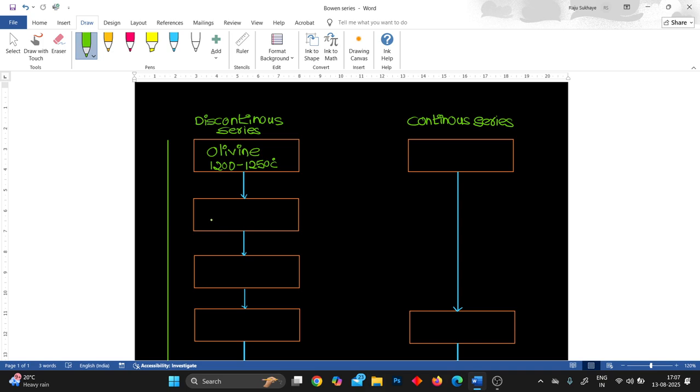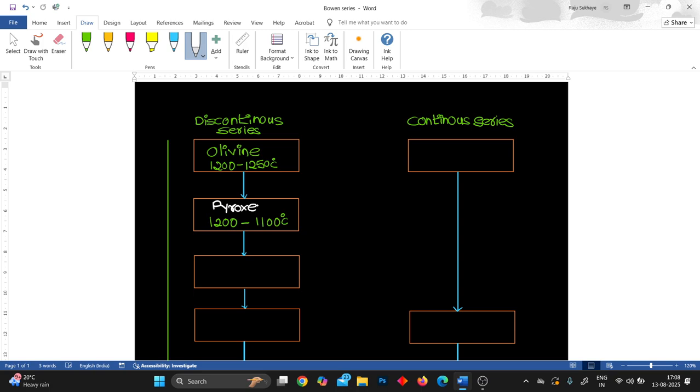Okay, so next, suppose the temperature drops to between 1200 and 1100 degrees Celsius. At that time, a different mineral belonging to the pyroxene group forms. Okay, a pyroxene group of mineral forms at a temperature of 1200 to 1100 degrees Celsius. Above 1200 we get the minerals which belong to the olivine group.